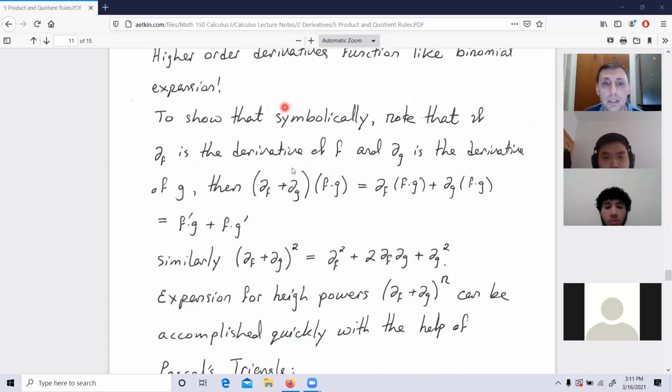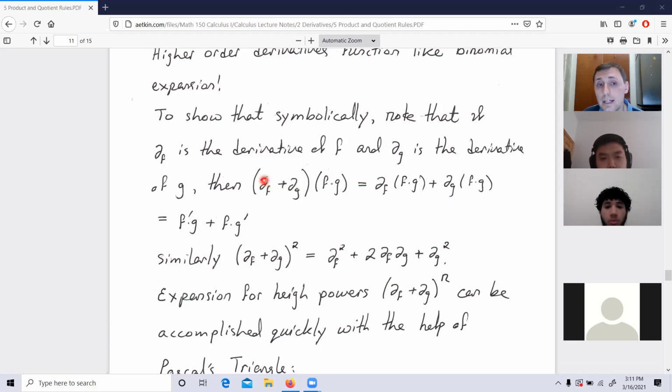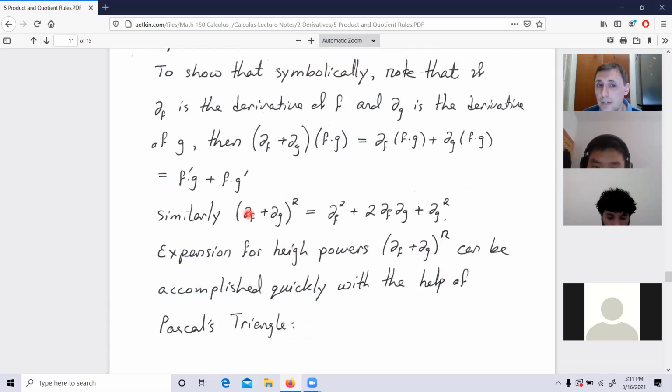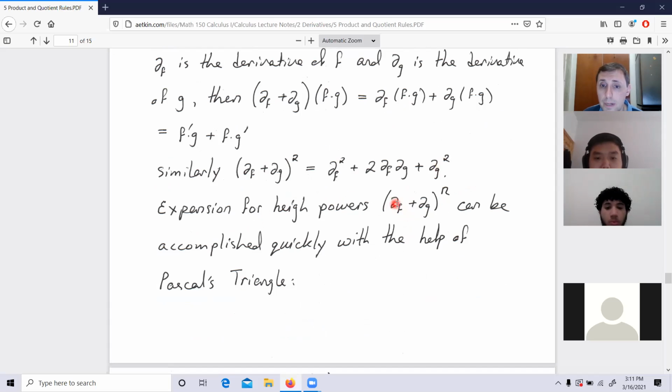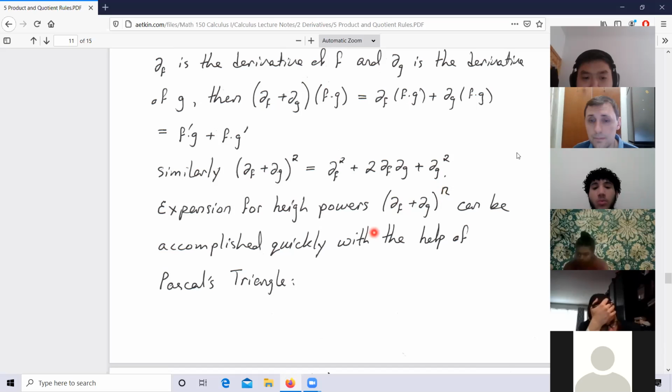So symbolically, the derivative of f times g is like the derivative of f plus the derivative of g. So what do operators do? Let's say if I apply them to f times g, it's the operator of f times f g plus the derivative of just g times f g, and that's what we get. You see? Similarly, if I square it, guys, (df plus dg) squared, that will be df squared plus 2 df dg plus dg squared. And in general, the expansion for (df plus dg) to the power of n can be obtained using Pascal's triangle.